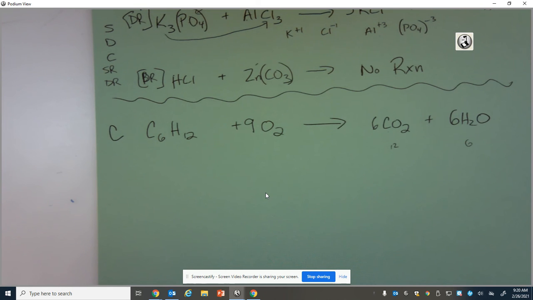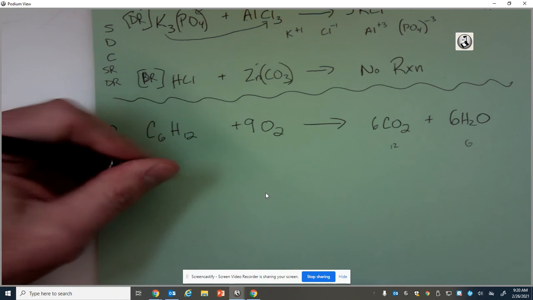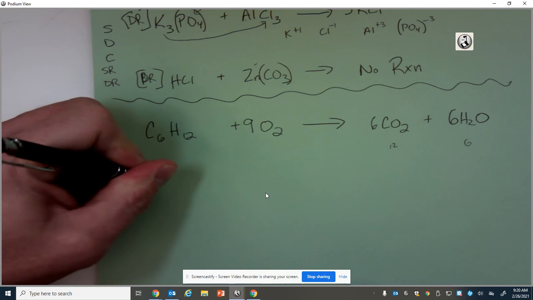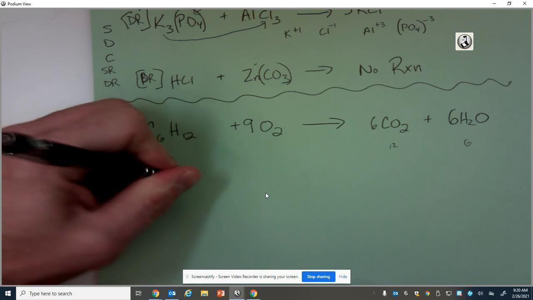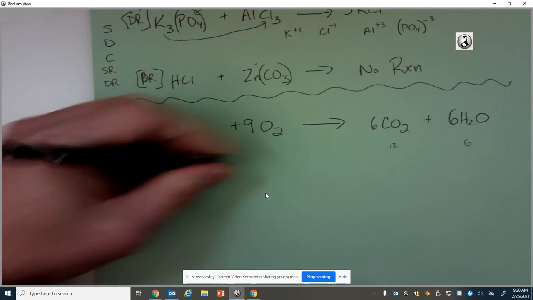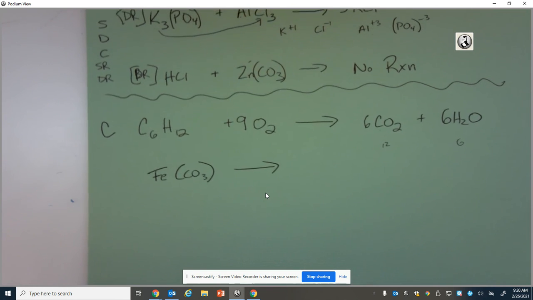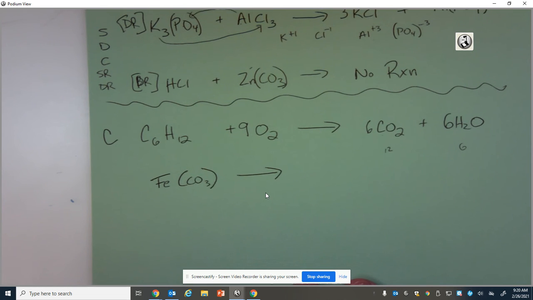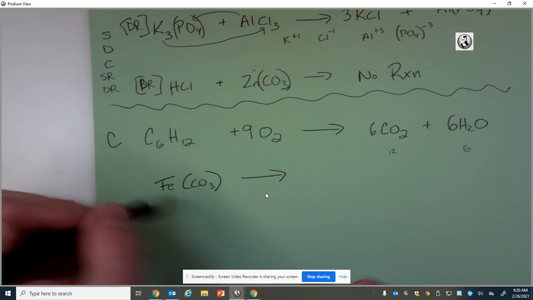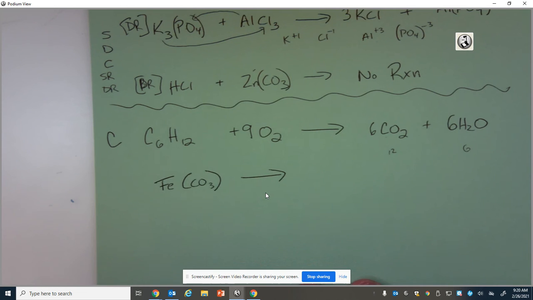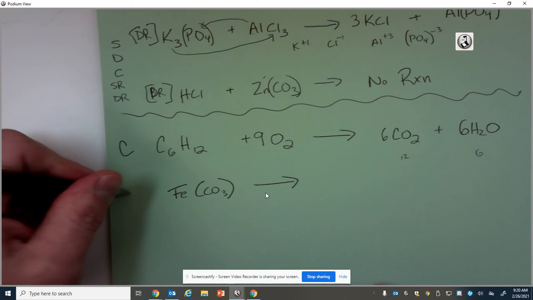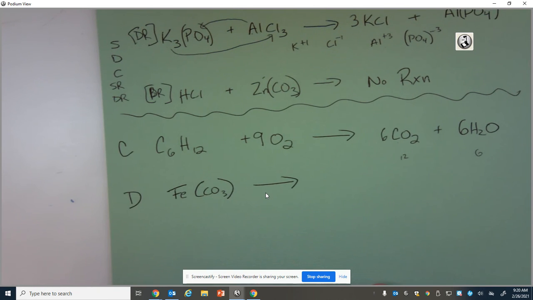All right, let's do this one. Iron 2 carbonate, and then that. So the nice thing about this is it's easy to identify what type of reaction it is because it's only got one reactant, and it's got to be decomposition. It's going to decompose. This is a harder one to do the decomposition for, though.